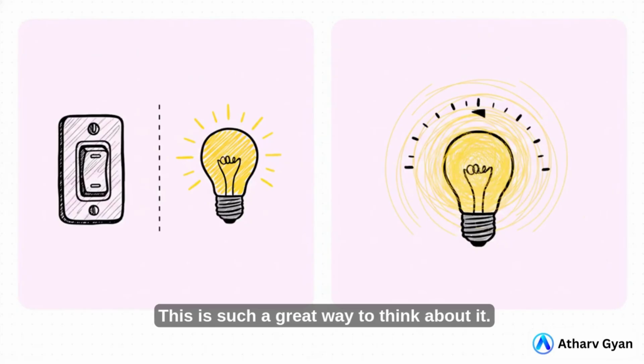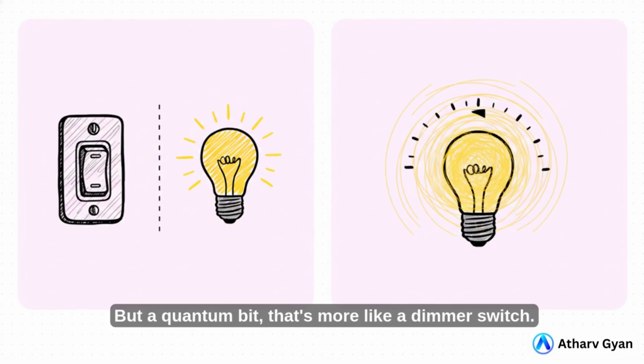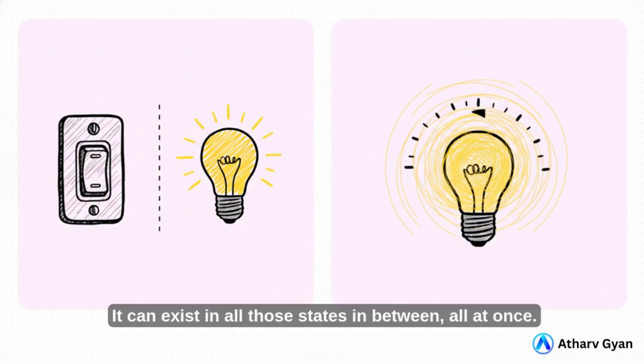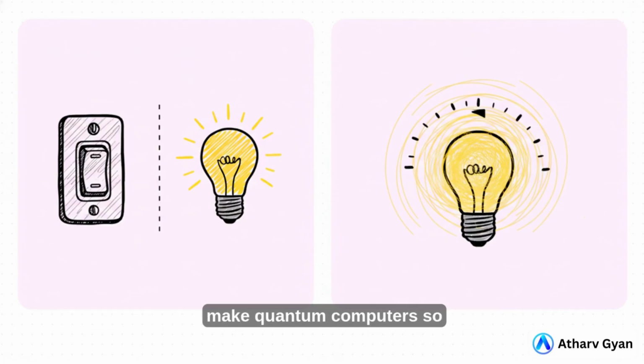This is such a great way to think about it. A classical bit, that's just a light switch. It's on or it's off, a 1 or a 0. Simple. But a quantum bit, that's more like a dimmer switch. It's not just on or off. It can exist in all those states in between, all at once. And that ability to hold so much more information is what could make quantum computers so unbelievably powerful.